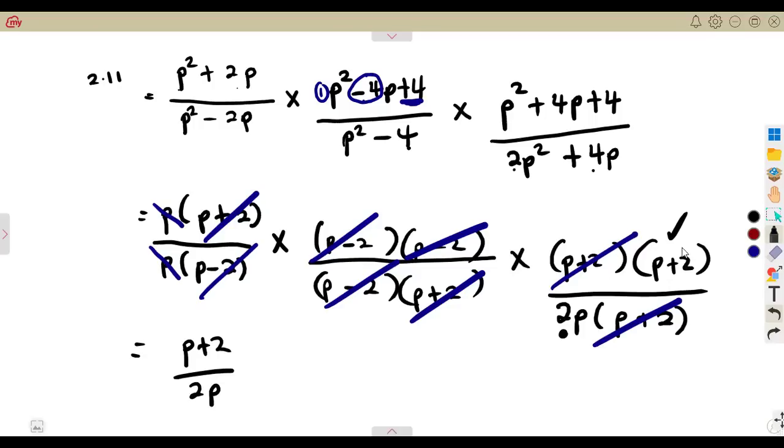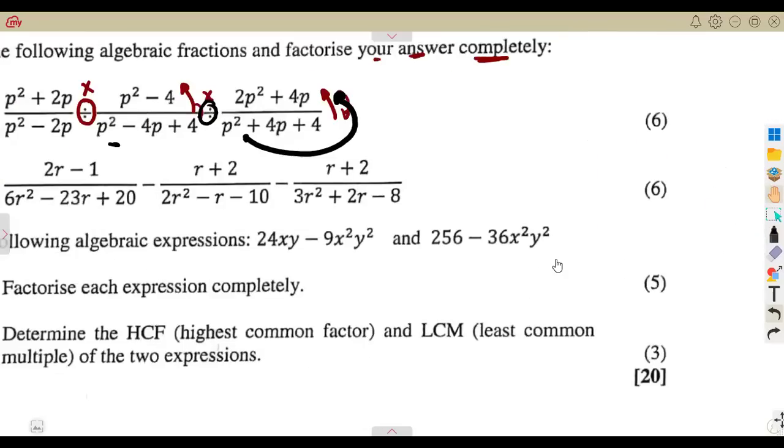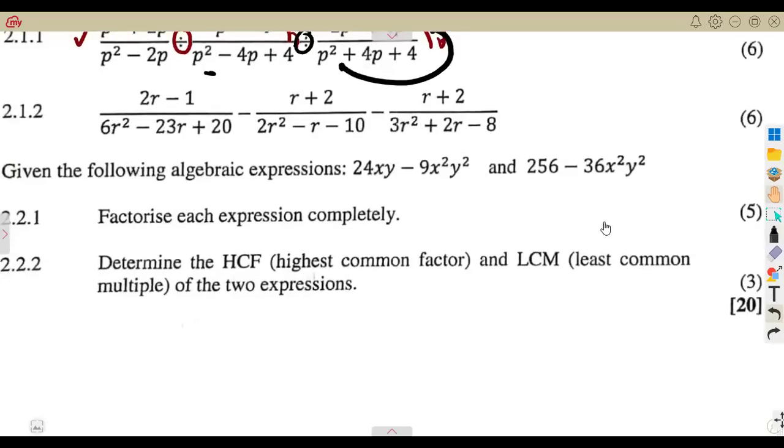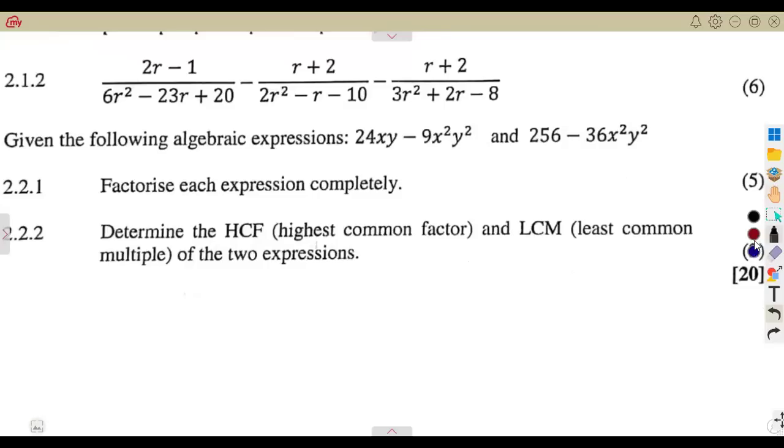You're done. So that is what you're supposed to obtain in this case. Considering the same situation happening on question 2.12, but this one is for the simplification of subtraction of fractions. All right, let's see what we are given. Let's just take this one.